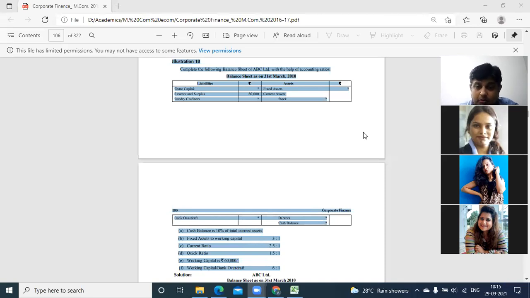Current ratio is 2.5 is to 1. Quick ratio is 1.5 is to 1. Working capital is 60,000. And working capital to bank overdraft is 6 is to 1. How to proceed? From where we should start our journey? Anyone?